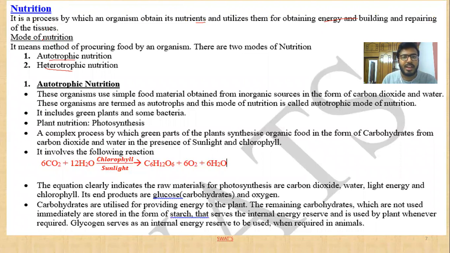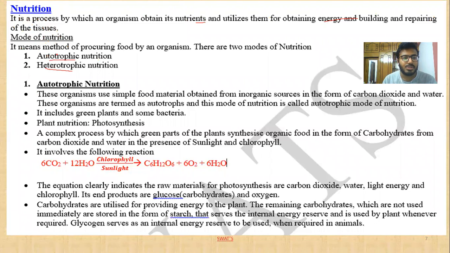Now one more thing, I told you that in this chapter there will be essay questions. Your first essay question is nutrition itself: explain in detail nutrition. There will be a 4-mark question and a 2-mark question. So your first 4-mark question is nutrition. When writing the answer for nutrition, you have to write it as it is.